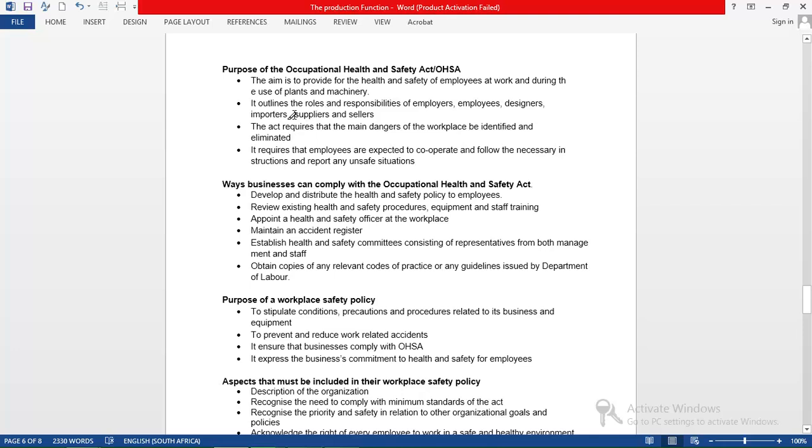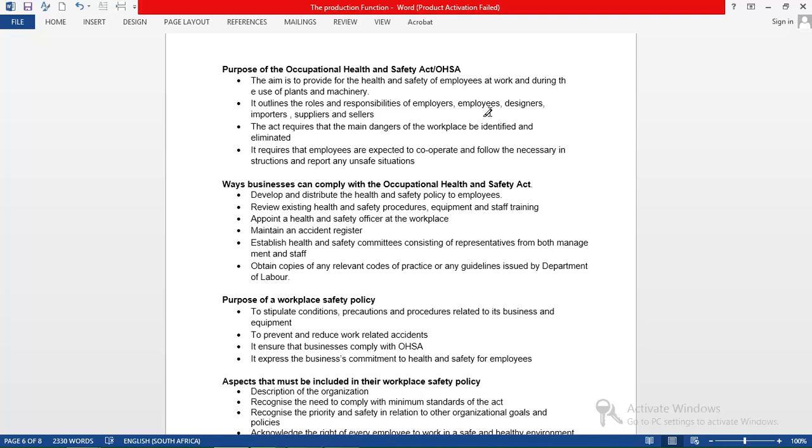So this act, this law, outlines the roles and responsibilities of what the employer, the business, is supposed to do, as well as what the employees are supposed to do in the workplace. It does not mean that the employer or the business is the only one that is supposed to provide a safe and healthy environment. Even the employees have some responsibilities of what they are supposed to do.